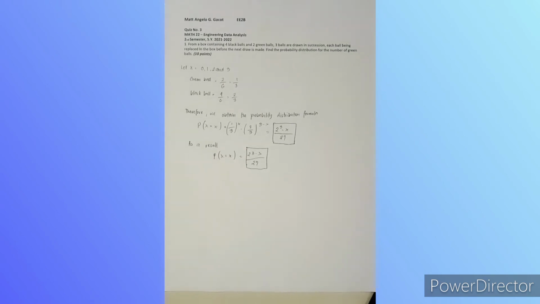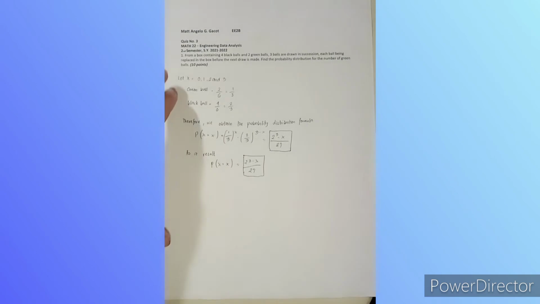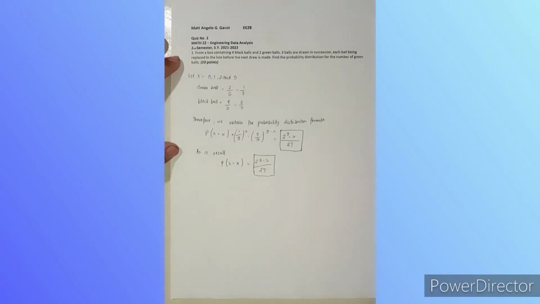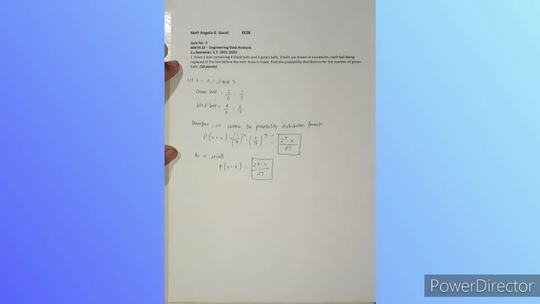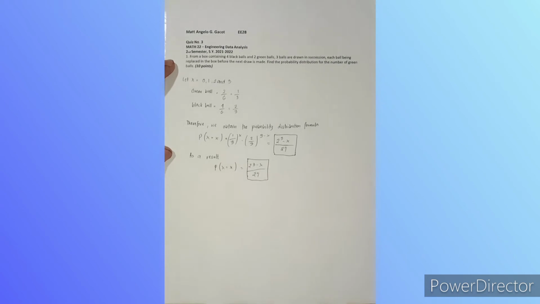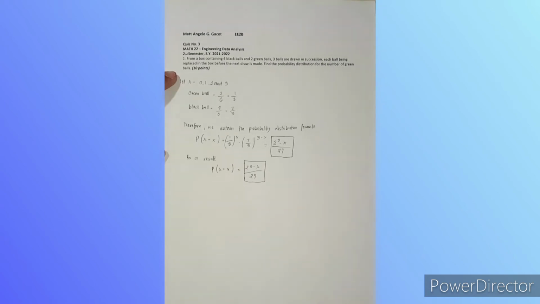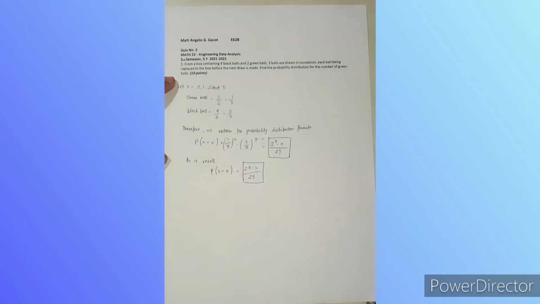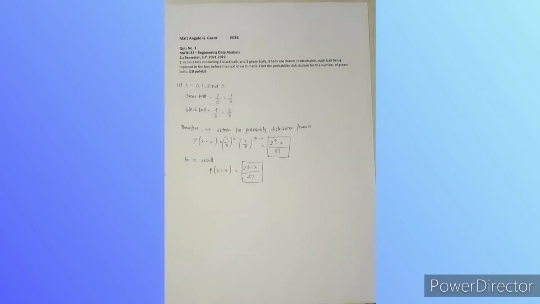So, quiz number 3, Math 22, Engineering Data Analysis. For problem number 1, from a box containing 4 black balls and 2 green balls, 3 balls are drawn in succession, each ball being replaced in the box before the next draw is made. Find the probability distribution for the number of green balls.